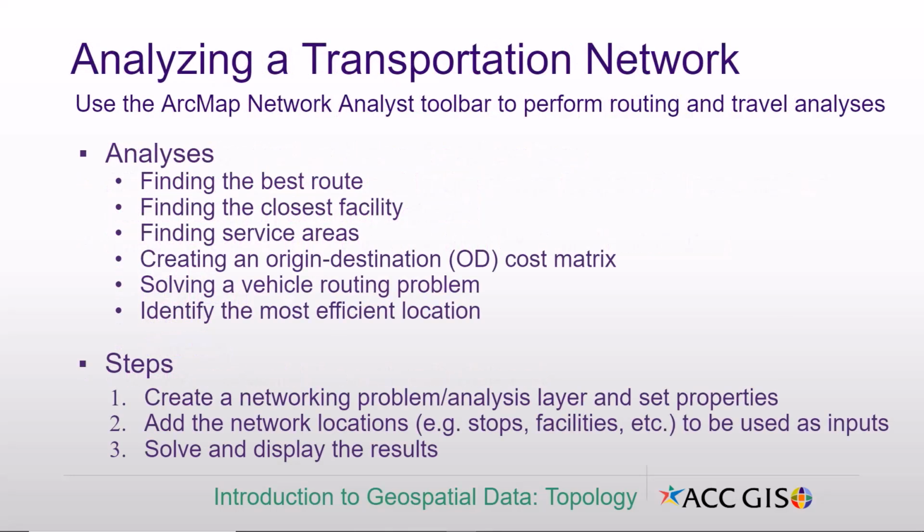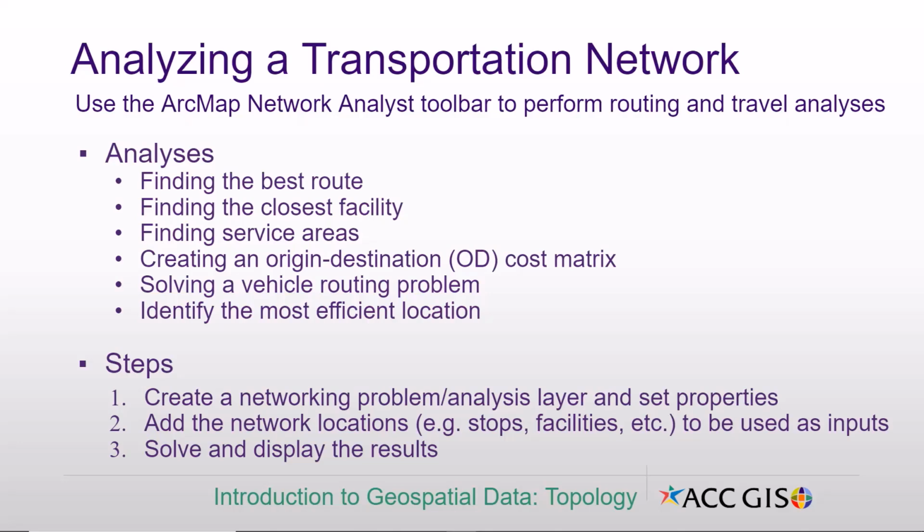Once you've built your transportation network, you can use it for analyses. There's a number of analyses that you can do, including finding the best route, the closest facility, finding service areas, creating an origin destination cost matrix, solving a vehicle routing problem, and identifying the most efficient location. And I'll give you illustrations of each of those in just a second.